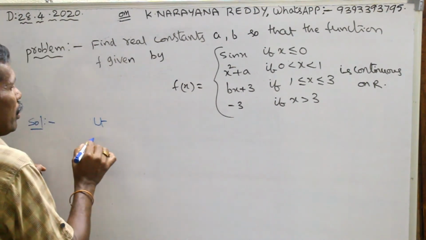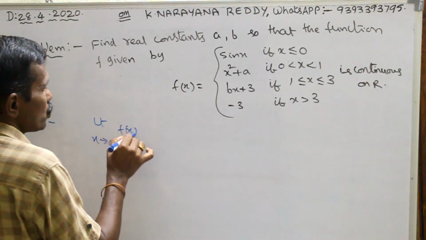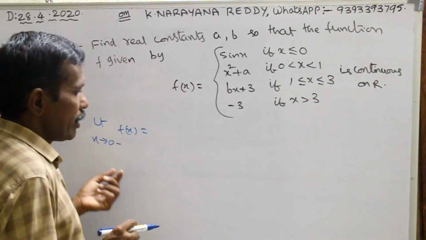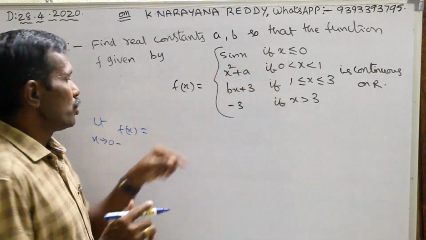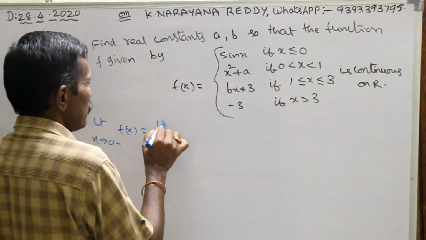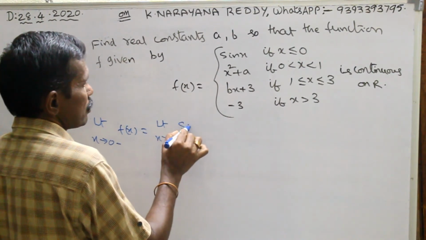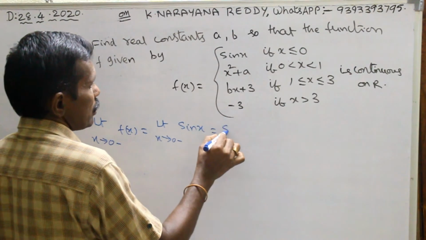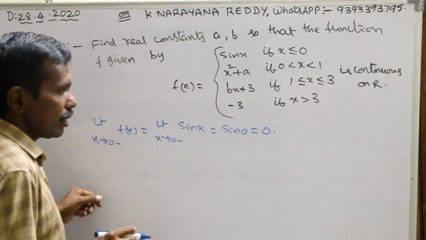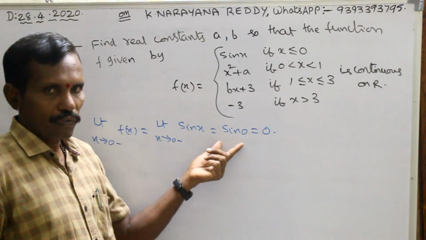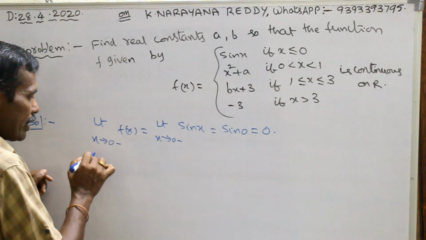Okay. Limit x tends to 0 minus of f of x. 0 minus means less than 0. That means x less than or equal to 0. That is limit x tends to 0 minus of sin x. Sin 0 is nothing but 0. This is from trigonometric functions. You know that. This is the left hand limit. Now you can take the right hand limit.